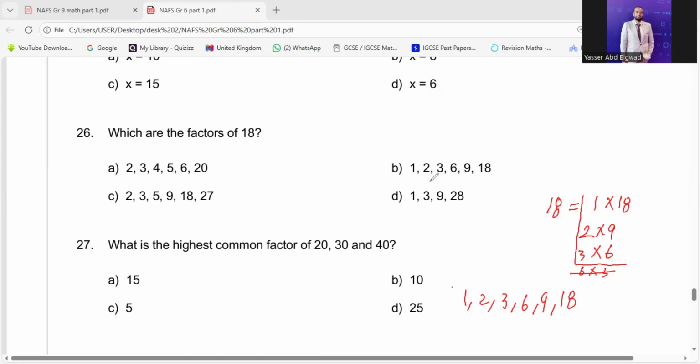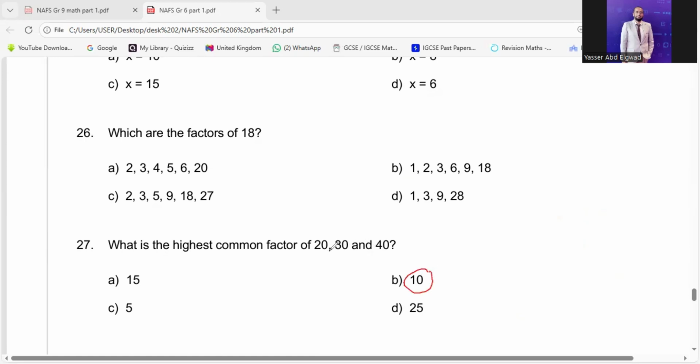Here is the answer. What is the highest common factor? The highest common factor is the highest number that we can divide 20, 30 and 40 by. It is 10. Also 5 works, yes, but he asked about the highest common factor. The next one.